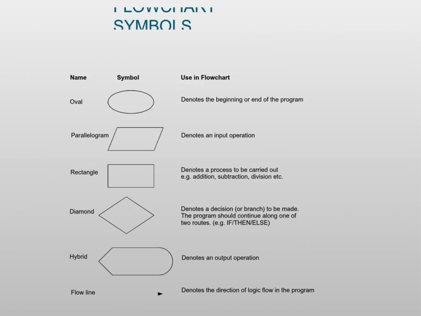Flowchart symbols. Part 1, symbol names and their use in a flowchart. Oval denotes the beginning or end of the program. Parallelogram denotes an input operation. Rectangle denotes an output operation. Diamond denotes a decision or branch to be made. The program should continue along one of two routes, for example, if, then, else. Hexagon denotes a process to be carried out, for example, addition, subtraction, division, etc. Flowline denotes the direction of logic flow in the program.